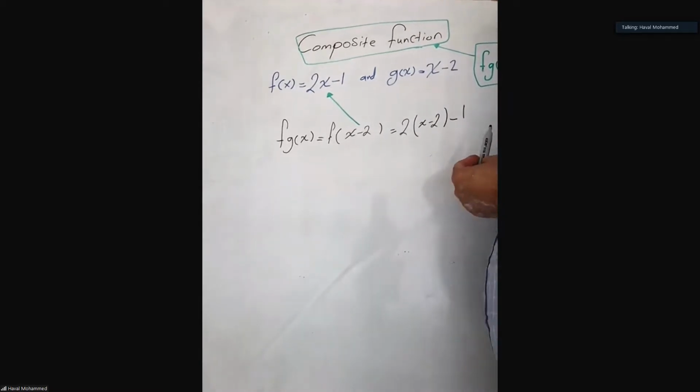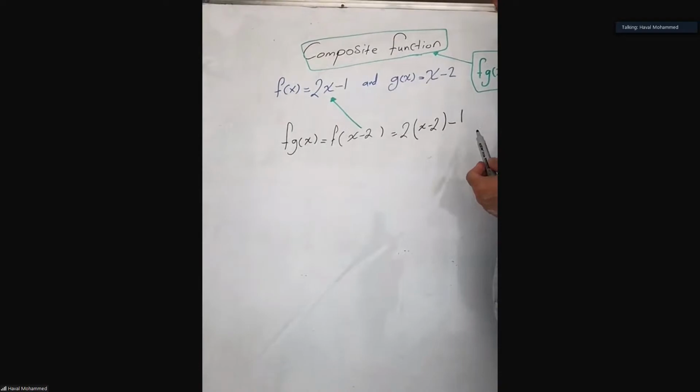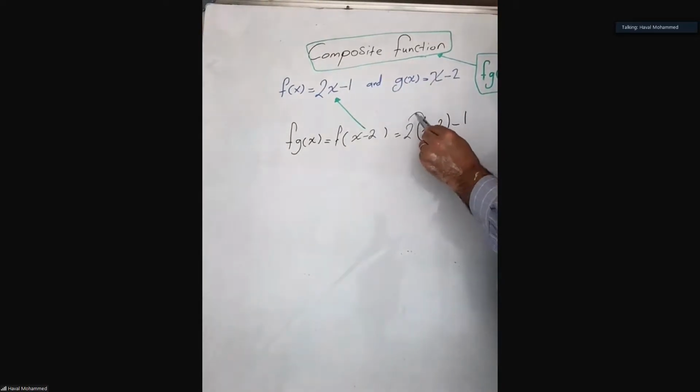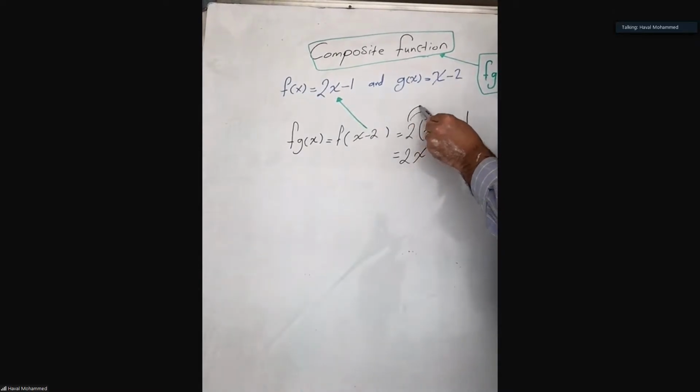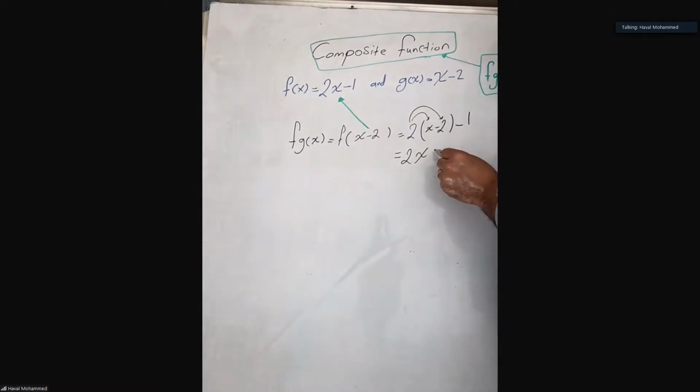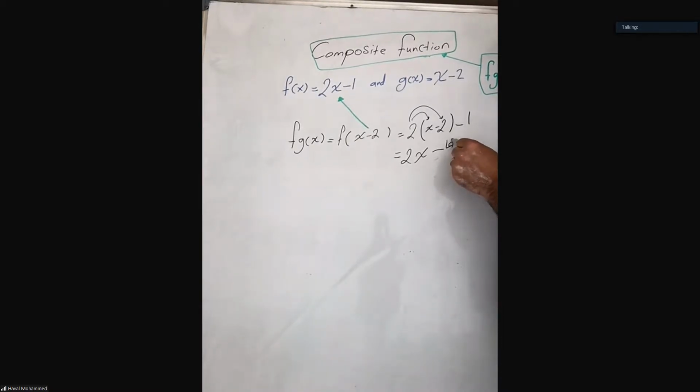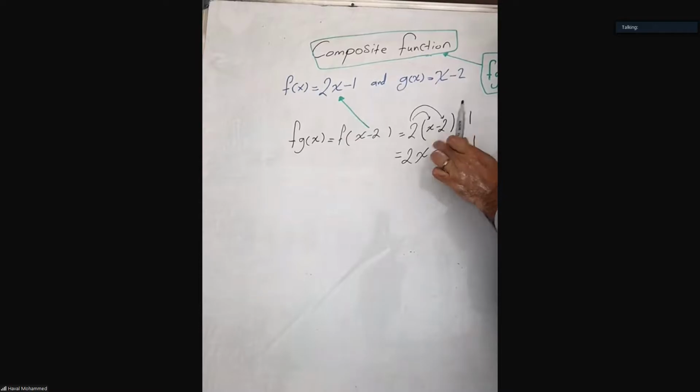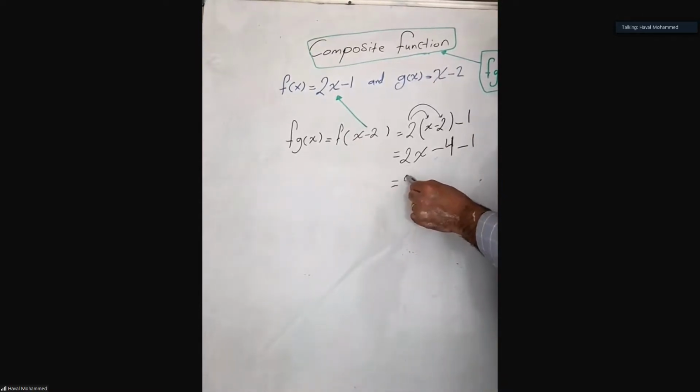And now a bit of maths, okay? We have to expand. 2 times x is 2x. 2 times negative 2 is negative 4. And you write negative 1 back as it is. And then this is equal to 2x.